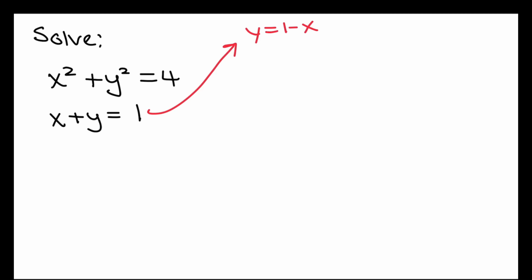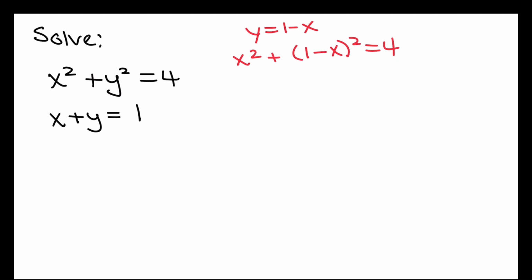I'm going to take the second equation and solve it for y. To solve for y, I just have to subtract the x. So y equals 1 minus x. I'm going to take that expression, that 1 minus x, and plug that in for y. So now I have x squared plus (1 minus x) squared equals 4.